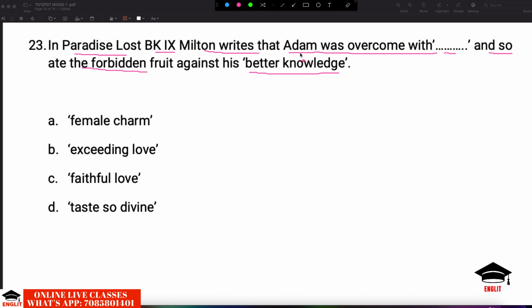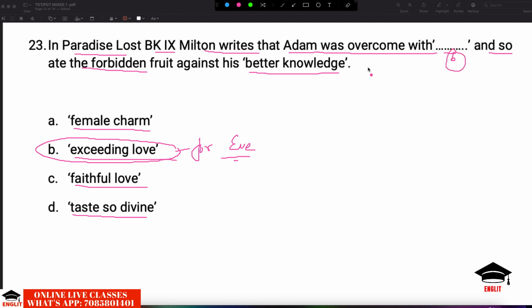Why, even though he knew everything, the consequences and everything, how come he was so tempted to eat the fruit of knowledge? So was it the female charm? Was it his exceeding love for Eve? Was it faithful love, or was it simply the taste so divine? The correct answer is it was his exceeding love for Eve that motivated him, that caused him to eat the fruit of knowledge. So B option is correct. He was overcome with exceeding love for Eve.